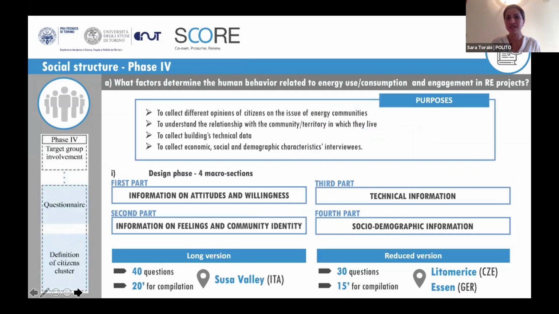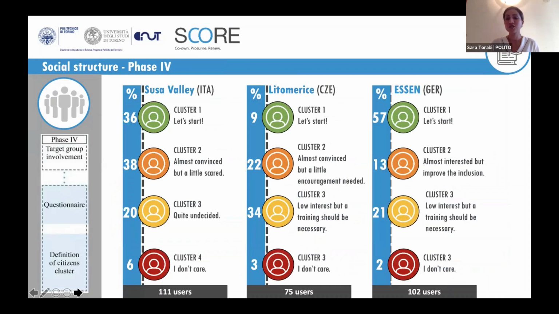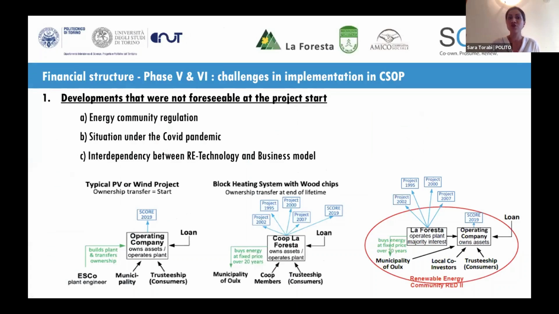And then we had different presentations. Finally, we designed the questionnaire, and we distributed it not just in Italy but in all our case studies, so Essen and also Litomarice, to see if people are ready to get involved in our project or not. We divided the respondents into 4 clusters. You can see here the results: most of the people were ready to get involved in the project. So now I leave the floor to Jacopo to show you the challenges in implementing the CSOP model in Susa Valley.